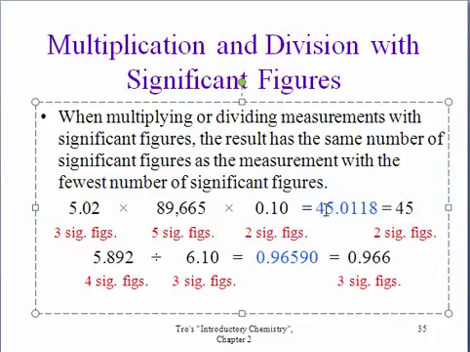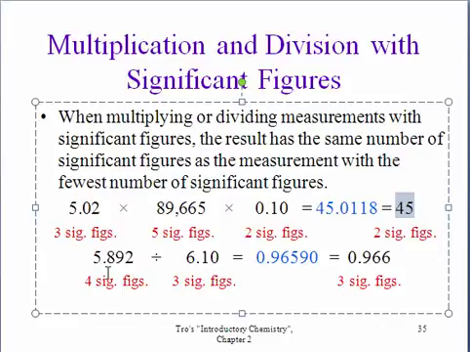So what I do is I look at my last allowable digit, I look to the right, and if this value is 5 or more, this gets rounded up. And if it's less than 5, it stays the same. So 45 is my final answer. Now let's look at this example.